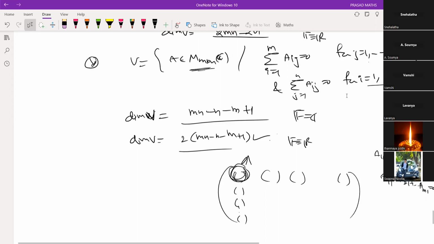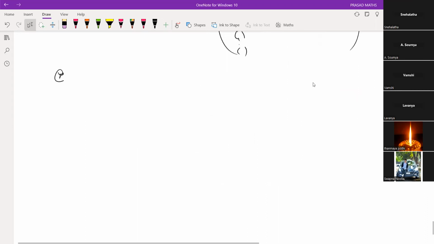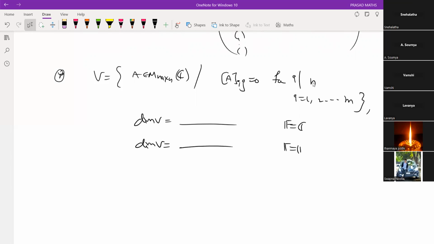Okay, this is very, very important problems. Okay. So next is divisor technique. It is very important. Suppose V is my vector space, set of all m by n matrices for a complex field such that each entry a_ij is 0 whenever i divides j, for i equals 1, 2, 3, 4 up to m. What is my dimension of V whenever my field is complex field? What is my dimension of V whenever my field is real field?